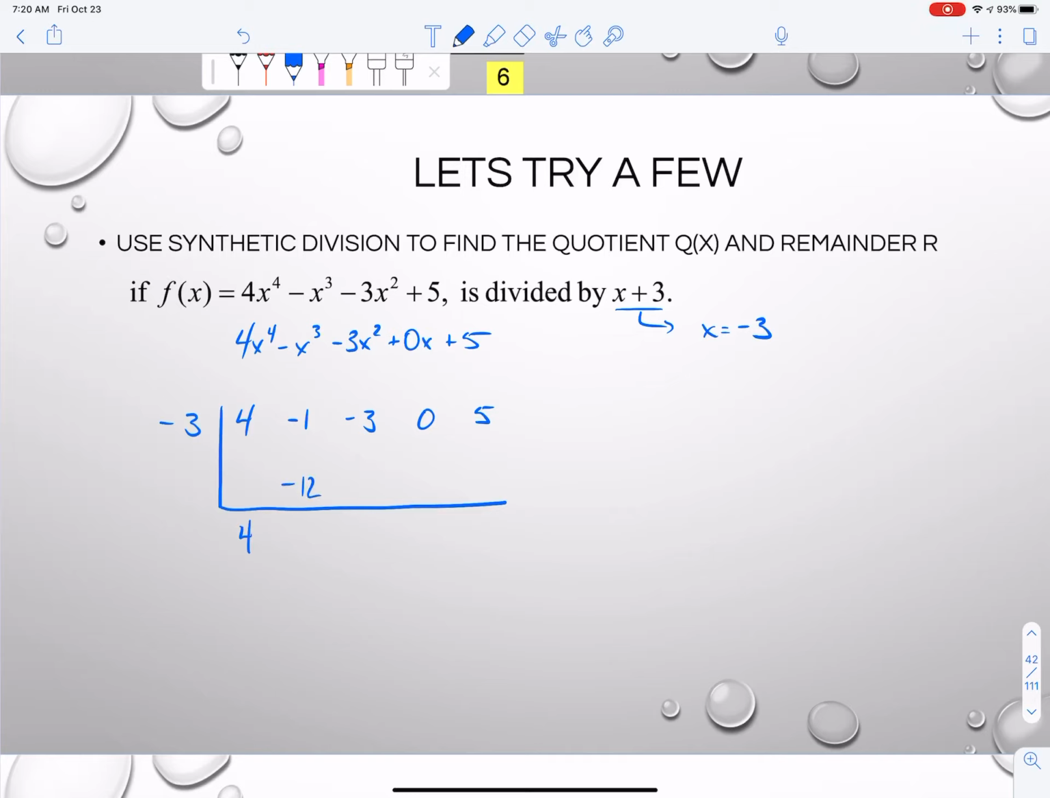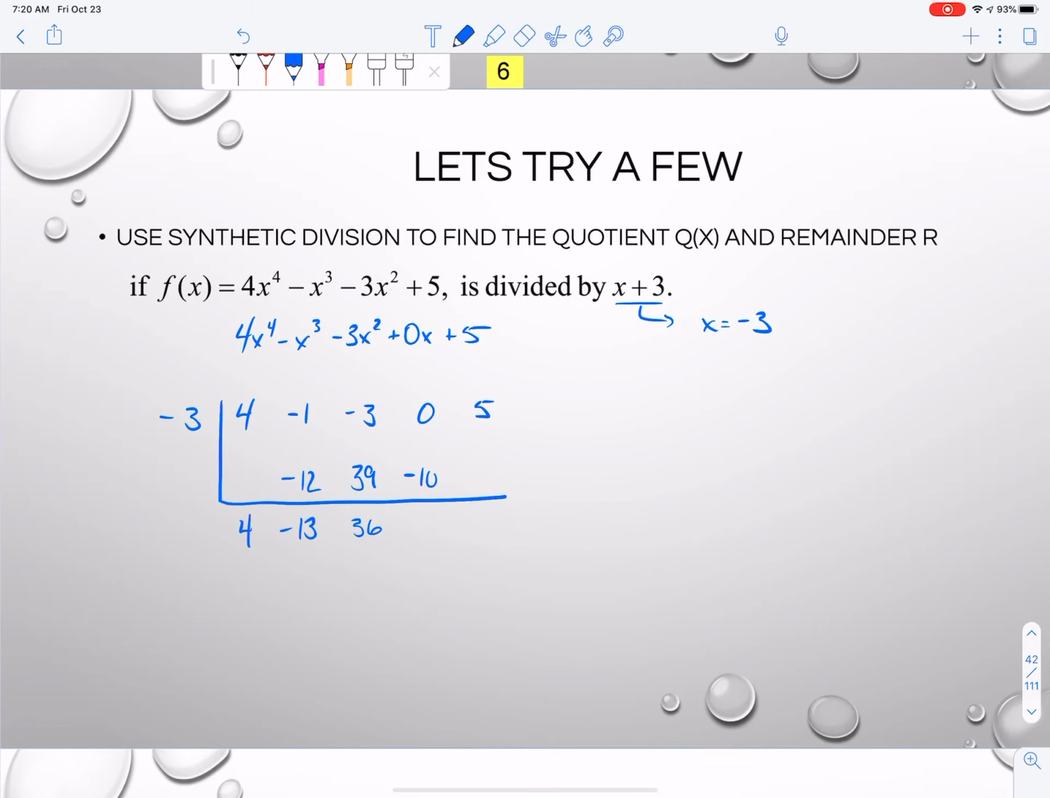And I add negative 1 plus negative 12 gives me negative 13. Negative 3 times negative 13 is 39. Negative 3 plus 39 is going to give me 36. All right, 36 times negative 3 is going to give me negative 108. And negative 3 times negative 108 is going to give me positive 324.